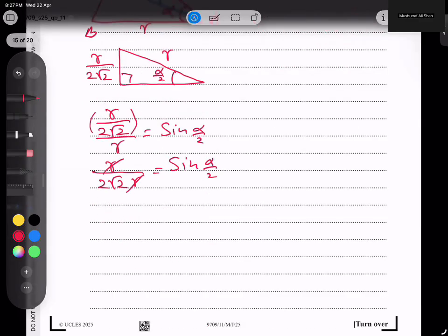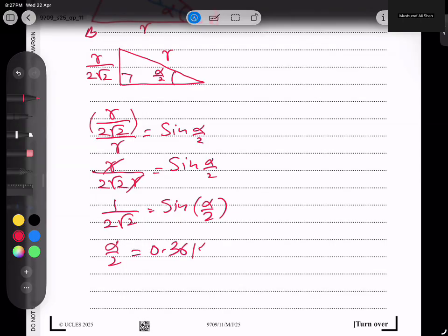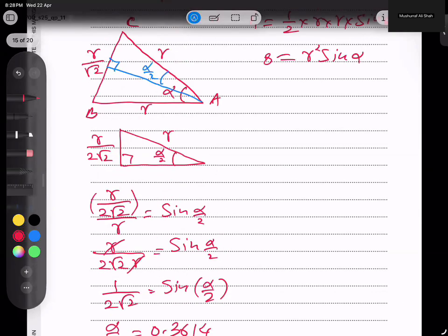So I got 1 over 2 root 2 is equal to sine alpha by 2. Make sure the calculator is in radian mode, students. I'm finding sine inverse of 1 divided by 2 root 2. Alpha by 2 is coming 0.3614, and times 2, I'm getting 0.7227.